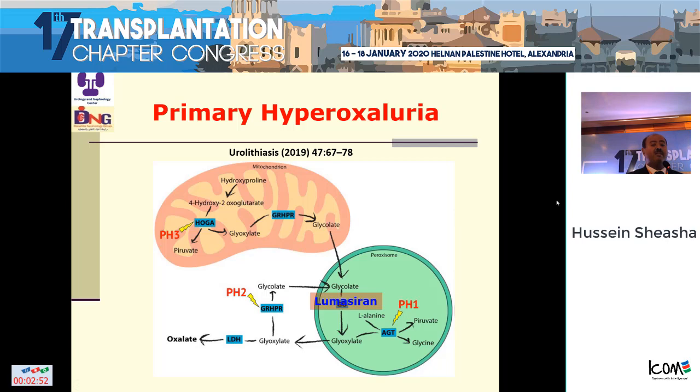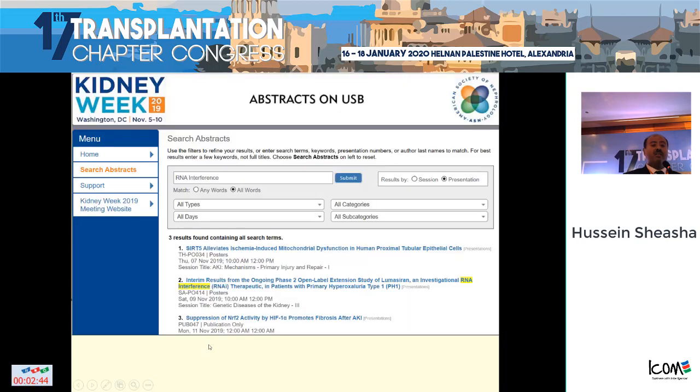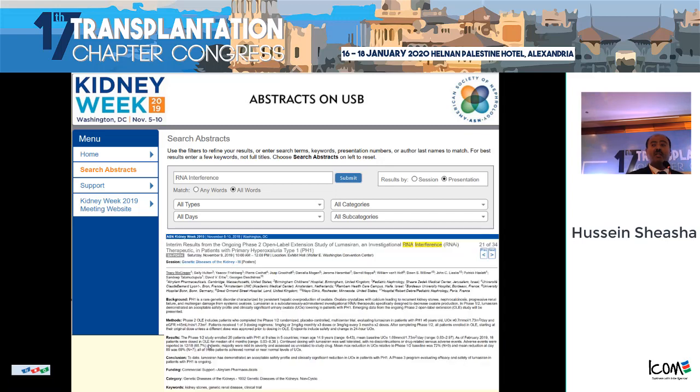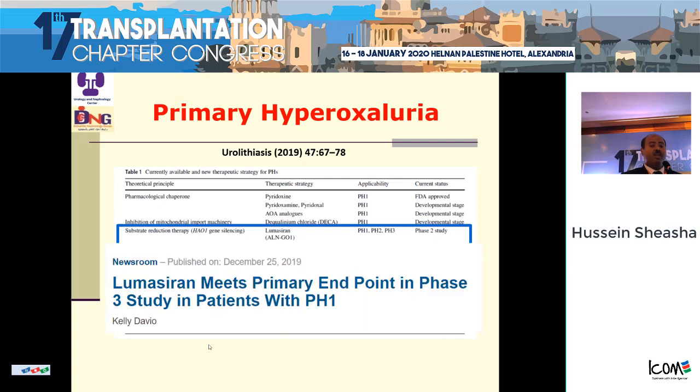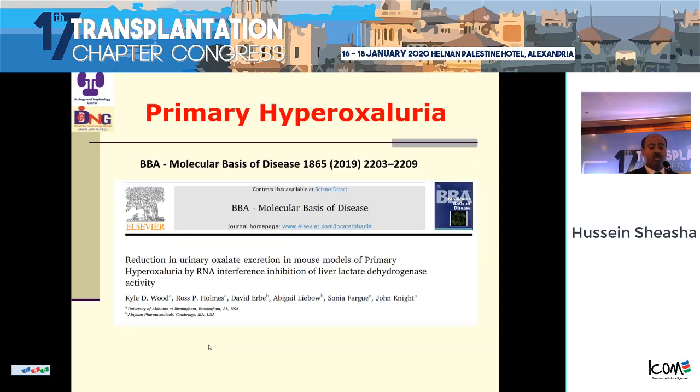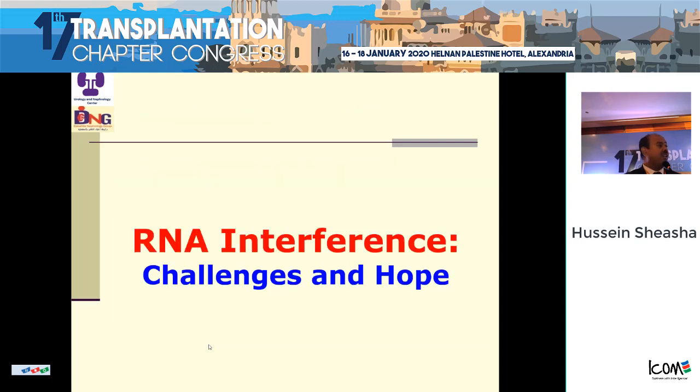And this lumasiran is one of the RNA interference therapeutics that stops this enzyme, which is associated with increasing oxalate. And this is from Renal Week, the abstract of the preliminary study of phase 1 and phase 2 using this drug to reduce oxalosis, and the results were beneficial and promising. As you see, even the preliminary data of the phase 3 study of this drug may carry a hope for patients with primary hyperoxaluria to reduce oxalate deposition, because this is a real challenge.